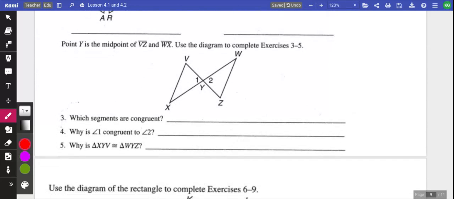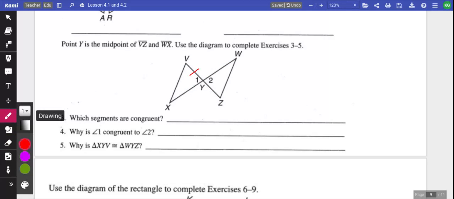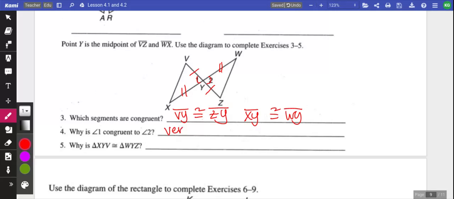On this one, it says point Y is the midpoint of VZ and XW. So Y is cutting both of these in half. So it says which segments are congruent. So we've got VY is congruent to ZY, and XY is congruent to WY. The next one I have is why is angle 1 congruent to angle 2? Well, those are vertical angles. Why are the triangles congruent? Side, angle, side.